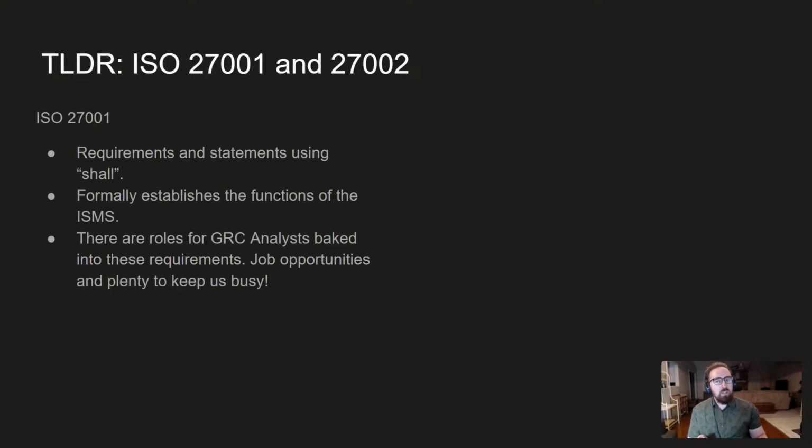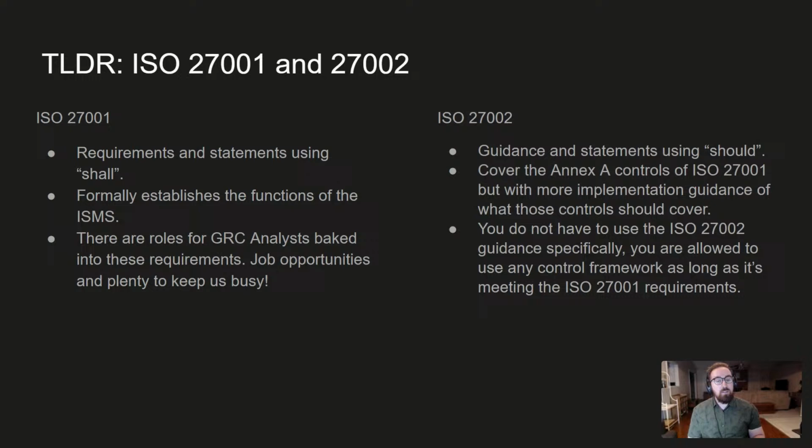TLDR of the ISO 27001 and 27002. That 27001 document is really those shall requirements. So these are absolutely, you must have these to establish your ISMS and get certified as an ISO 27001 compliant system. It's going to formally establish those functions, and we'll see later on that GRC analyst roles are pre-baked into these functions. So there's a lot of opportunity for job security in a lot of ways, whether you're in the internal audit space like me, or if you're leaning more towards the risk route. These are absolute requirements that you have to keep the system functioning. And yes, plenty of work to keep you busy.